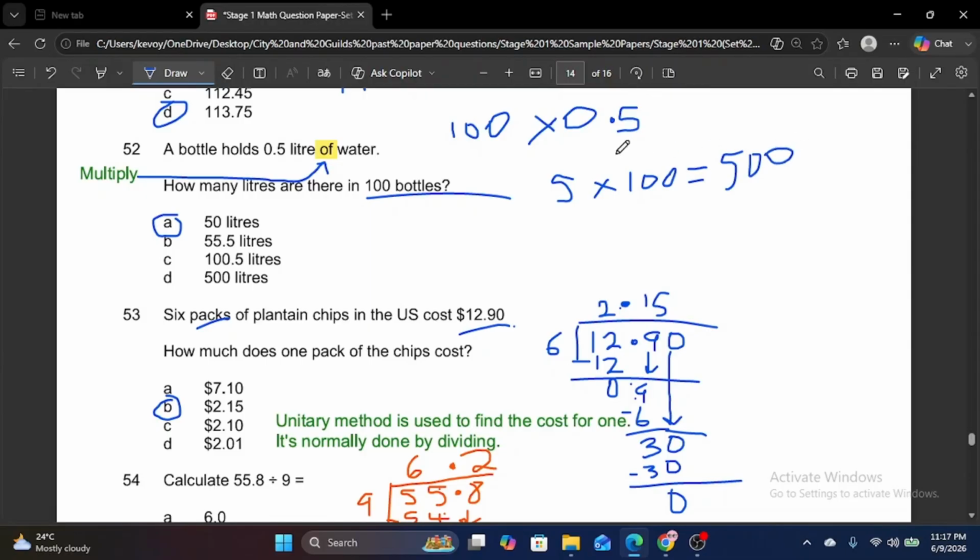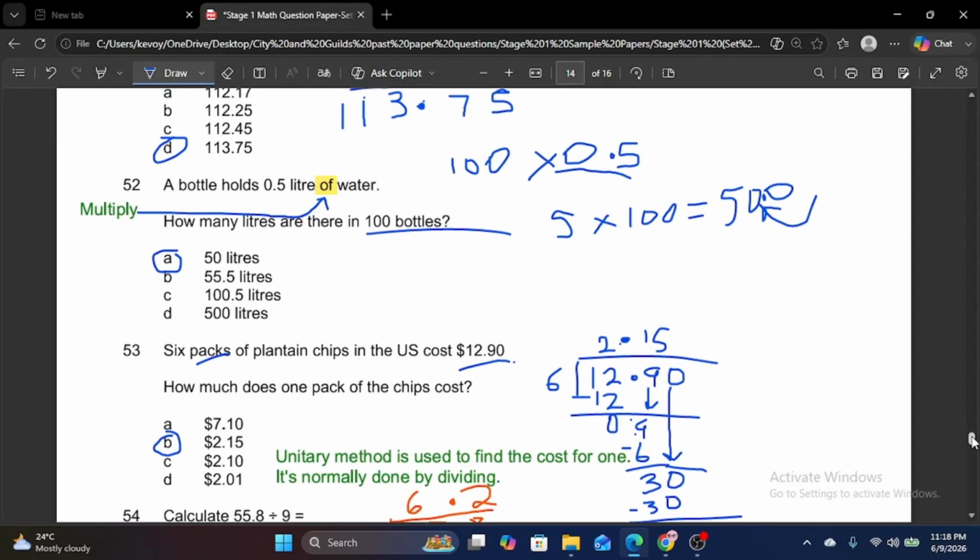And because it's 0.5 instead, I'm going to give it the 1 decimal place. So that's going to be 50.0. So that's going to be 50 liters. So that's kind of a shortcut, if you want to do it like that. Multiply 5 times 100, that's 500. But because 0.5 is a number with one decimal place, you change the 500 into one decimal place. So you move the decimal point, so it's going to be 50.0. Alright.